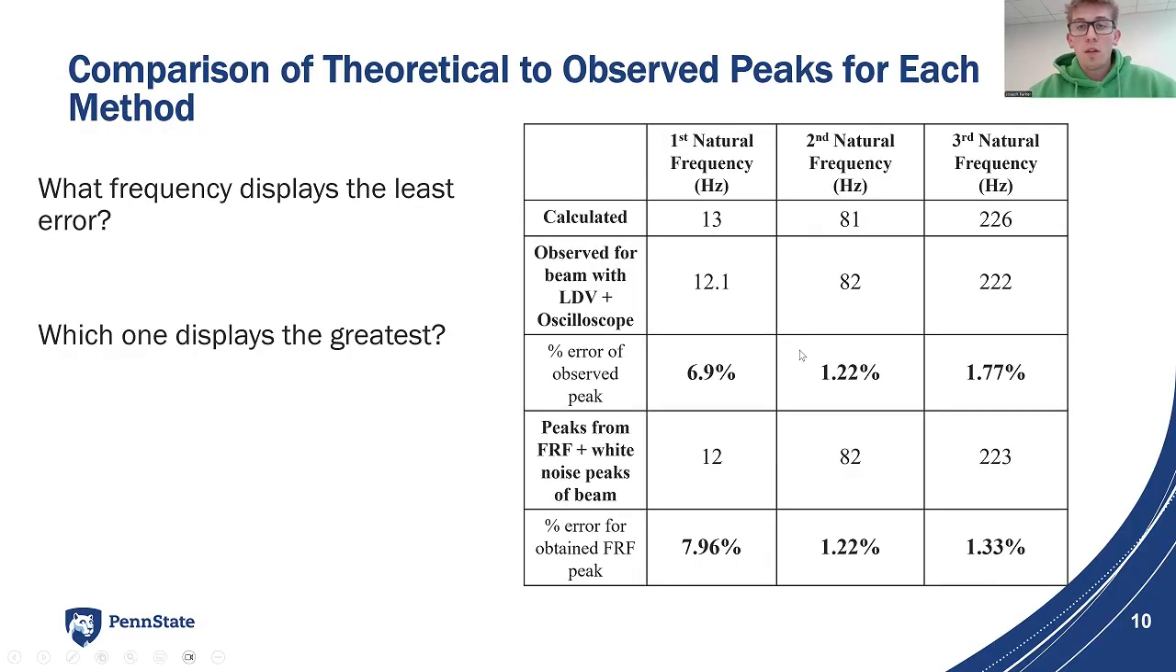The frequencies were then plotted. This is for the beam without a tip mass because we don't have theoretical calculations for a beam with an added tip mass at the end, where the calculated ones are further reinstated here at the top.